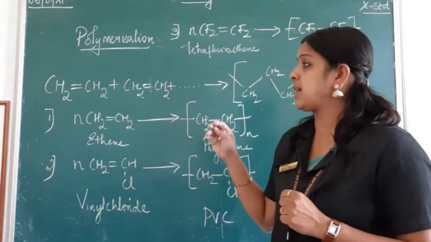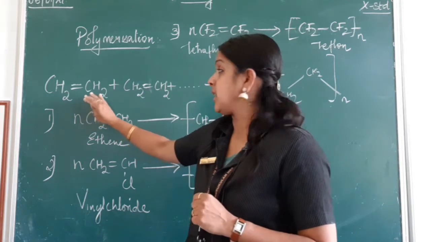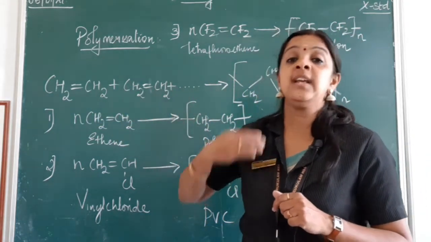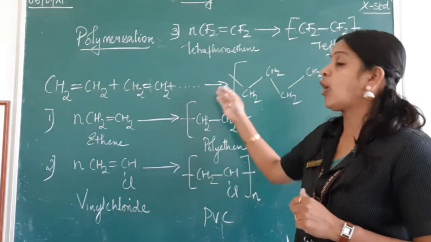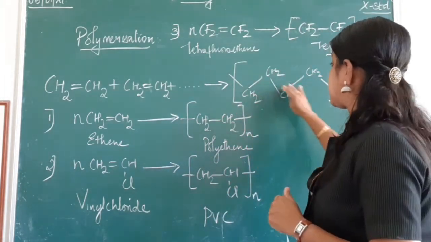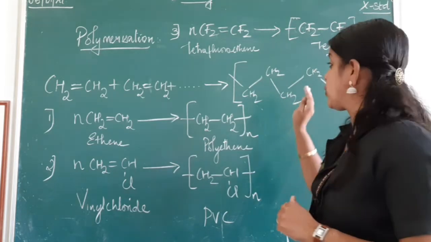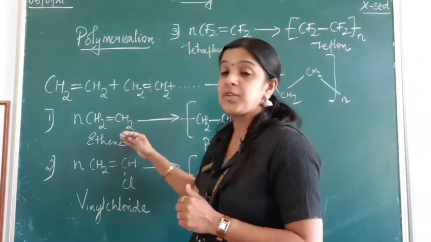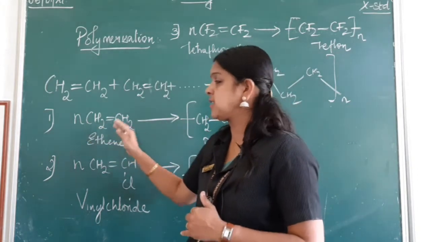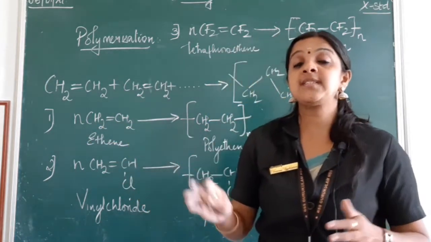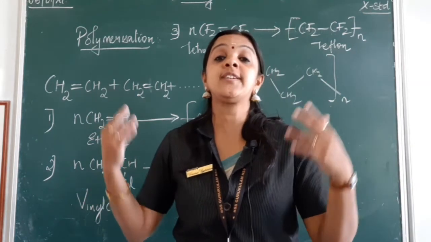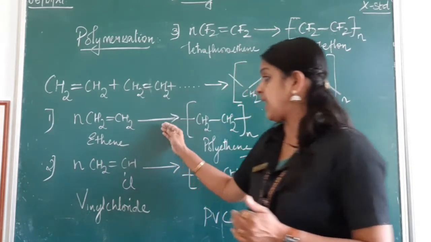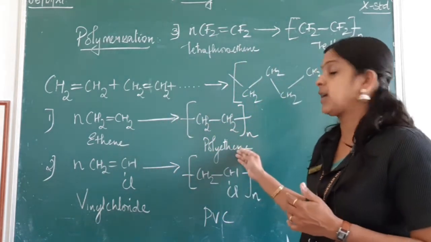If you see this example, this is my ethene. Ethene gets added to ethene, another ethene, in a continuous process, and gives a chain product which is called polythene. So instead of writing like this, let us put it this way: n molecules of ethene. n can be 5, 10, 100, 200 and so on. So n molecules of ethene polymerize to become polythene.